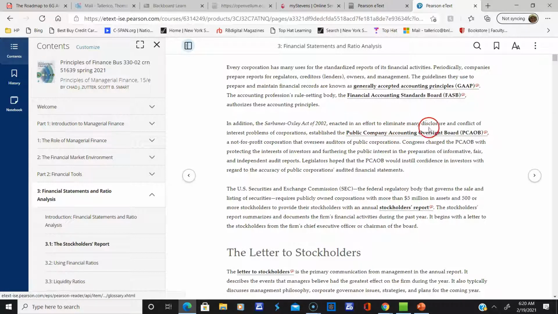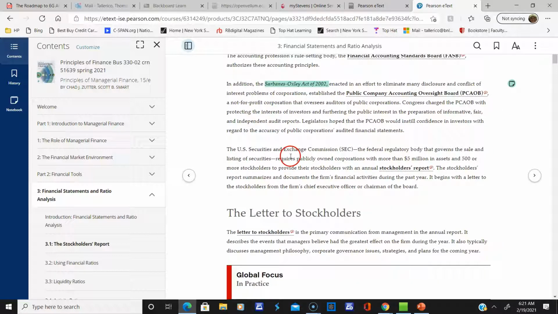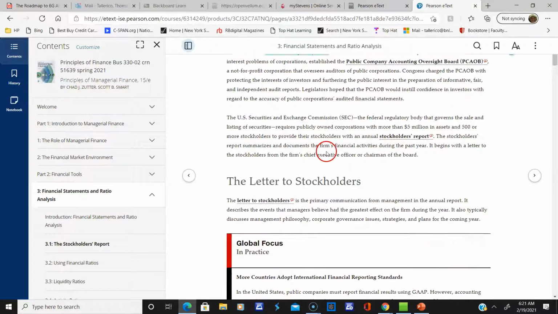All right, so there were many disclosure conflicts, and as you may have heard the term Sarbanes-Oxley, this came about to stop a lot of disclosure and conflict of interest problems in companies, and they established a Public Company Accounting Oversight Board, okay, which is a not-for-profit corporation that oversees auditors of public corporations. So basically, everyone's got to file a stockholders report if you're a publicly owned company with more than $5 million in assets and 500 or more shareholders, all right?